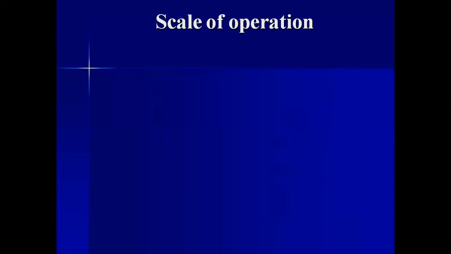Today we'll discuss the concept of scale of operation and other concepts which are linked with it. And this is actually the last part of this chapter. So when we say that the business is able to increase its scale of operation, what does it mean actually? It means that the business is able to increase all their factors of production.